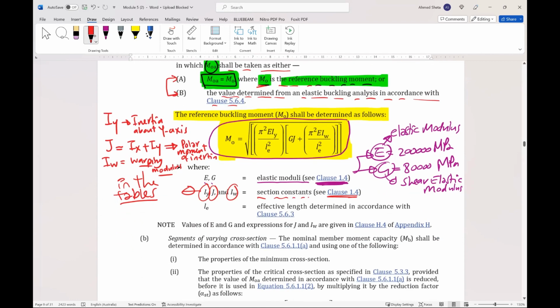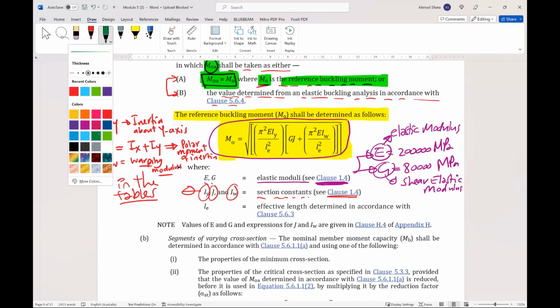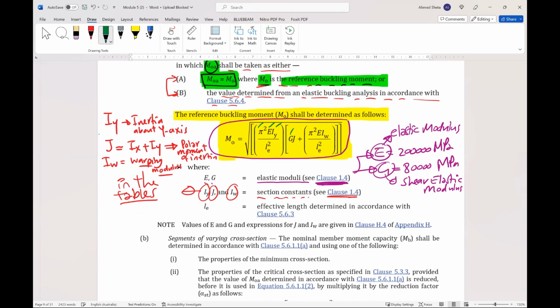So all these values you can write here: E times Iy, G times J, E times Iw. All are constants and can be added easily. So what we need to calculate here is only L effective, which is the effective length determined in accordance with clause 5.6.3. So we need to calculate the effective length of the beam.